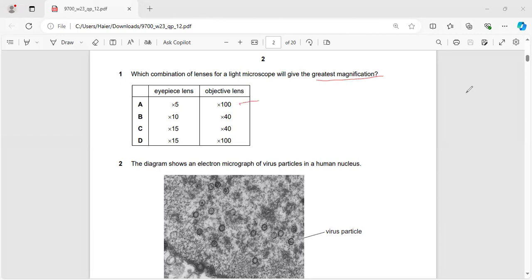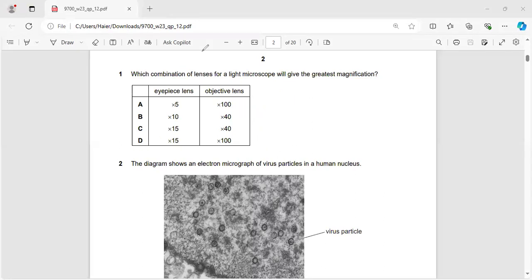So here, 100 into 5 is 500, 40 into 10 is 400, 40 into 15 is 600, and 15 into 100 is 1500. So according to this, the greatest magnification can only be D. So in this case, for the first question, D is the correct option.